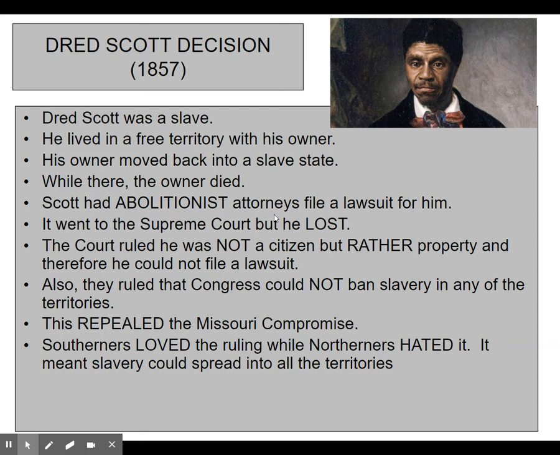They also ruled that Congress could not ban slavery in any of the territories. And this, you guys, officially repealed the Missouri Compromise. Because if you think about that line, the 36°30′ line, where it was supposed to delineate north would have been free states, and south of that line was slave states. Well, the Dred Scott decision basically told people that if they from the South had slaves and they wanted to move to the North, they could do that, and they could bring their slaves with them. So, in essence, yes, it repealed the Missouri Compromise, which very much angered Northerners.